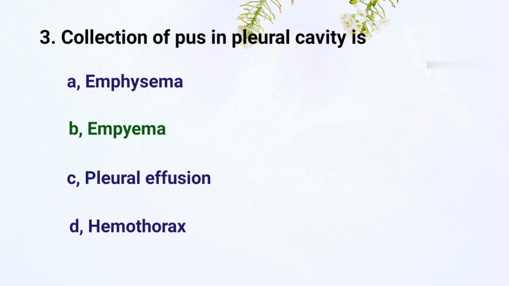Empyema. Empyema is collection of pus inside the thoracic cavity. Emphysema is a chronic obstructive pulmonary disease. In this, air is trapped inside the alveoli and it interferes with oxygen exchange, leading to respiratory difficulty. Next, pleural effusion is the accumulation of fluid in the pleural space. Next, hemothorax is the accumulation of blood in the pleural space.